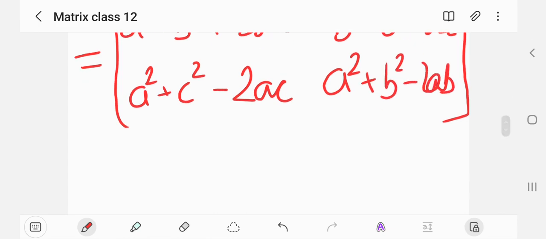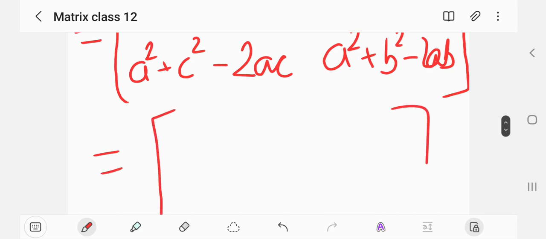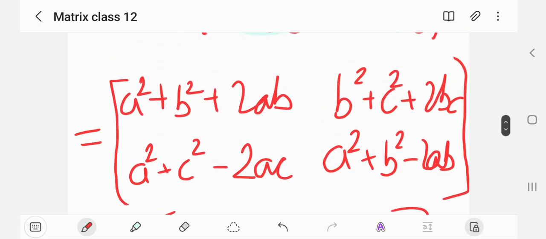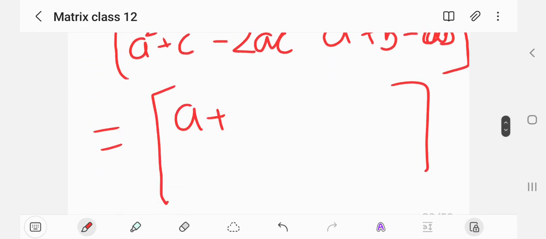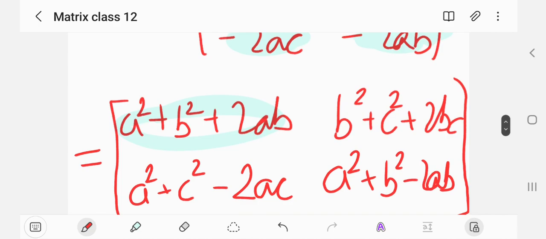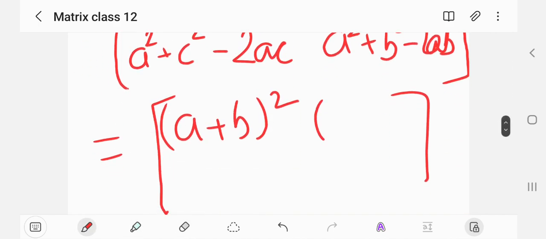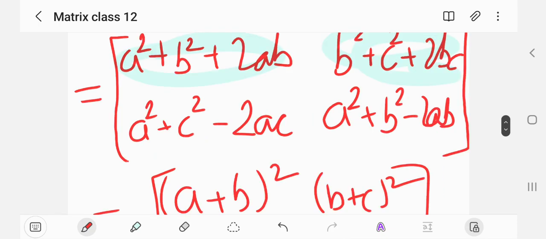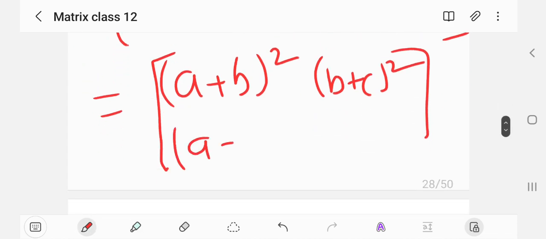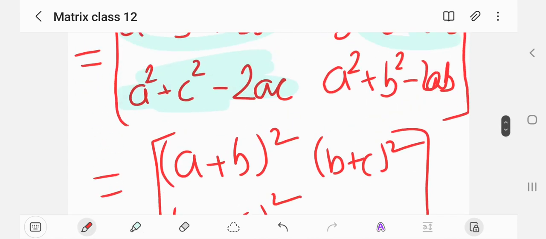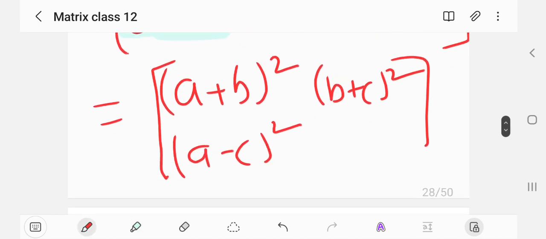Now, this is the formula of what? This is the formula of A plus B whole square. This is the formula of B plus C whole square. This is the formula of A minus C whole square. Similarly, this is the formula of A minus B whole square.